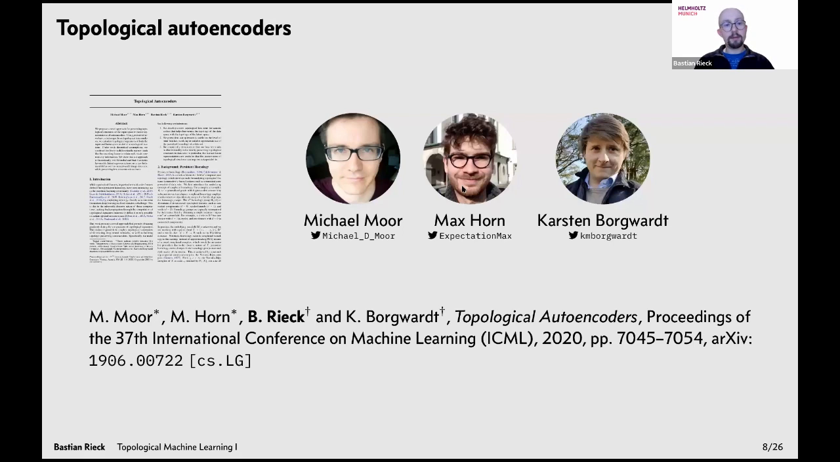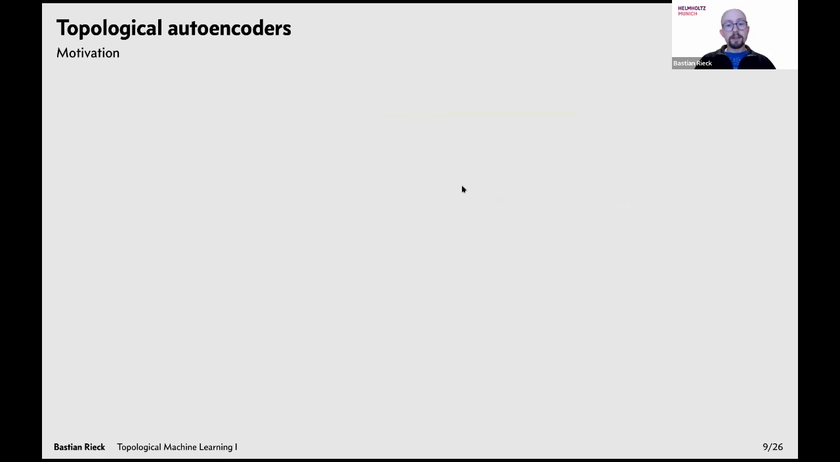One of the things that I will be talking about here is our paper on topological autoencoders, which is also called Topological Autoencoders. It's joint work with Michael, Max, and Carsten, and it appeared in the 2020 conference on machine learning. So the motivation is very, very simple. Let's hope that this video plays.